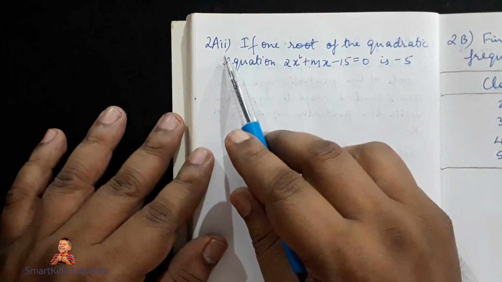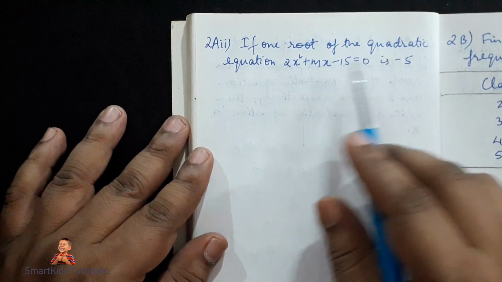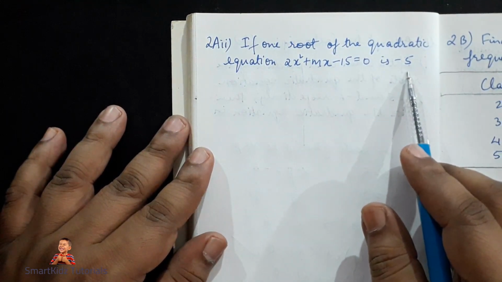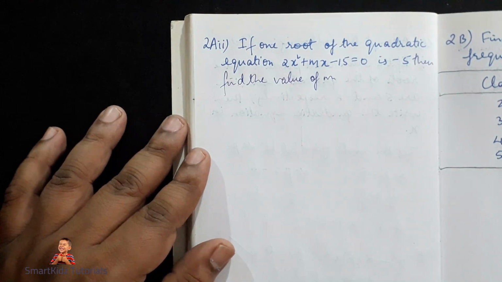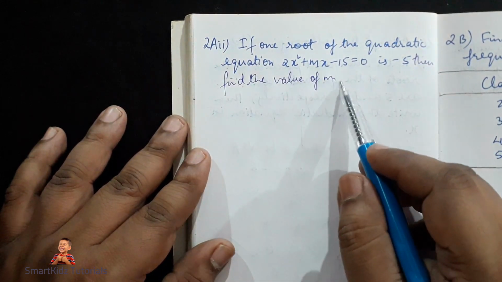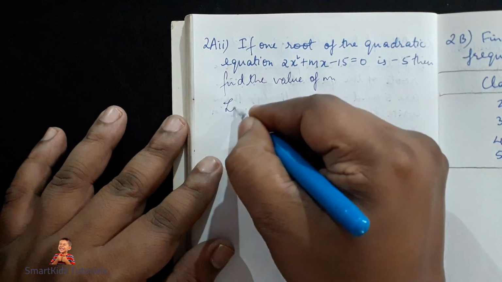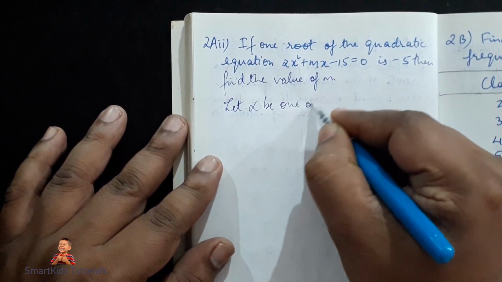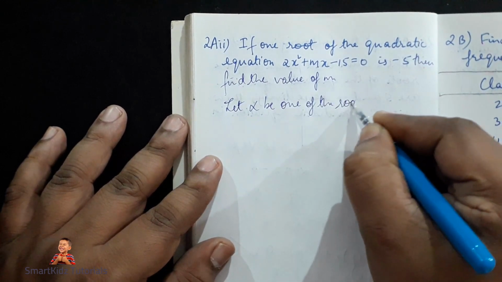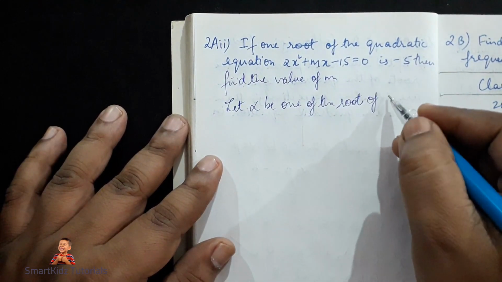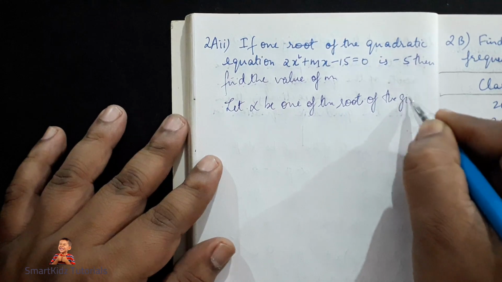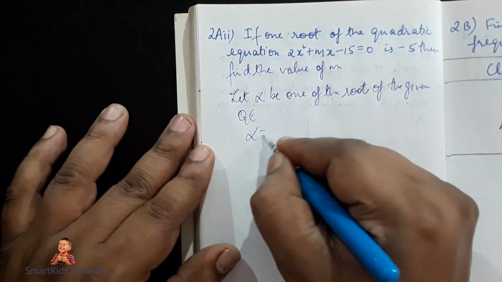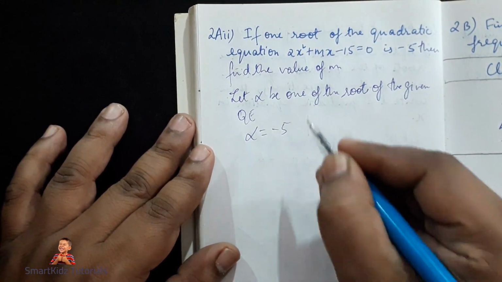Next question, 2a2. If one root of the quadratic equation 2x square plus mx minus 15 equal to 0 is minus 5, then find the value of m. So let alpha be one of the roots of the given quadratic equation. I will take that alpha is equal to minus 5.